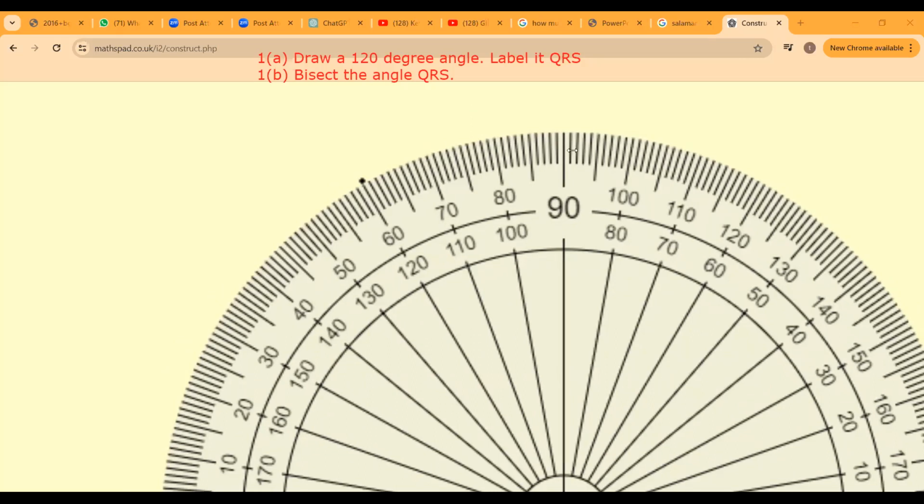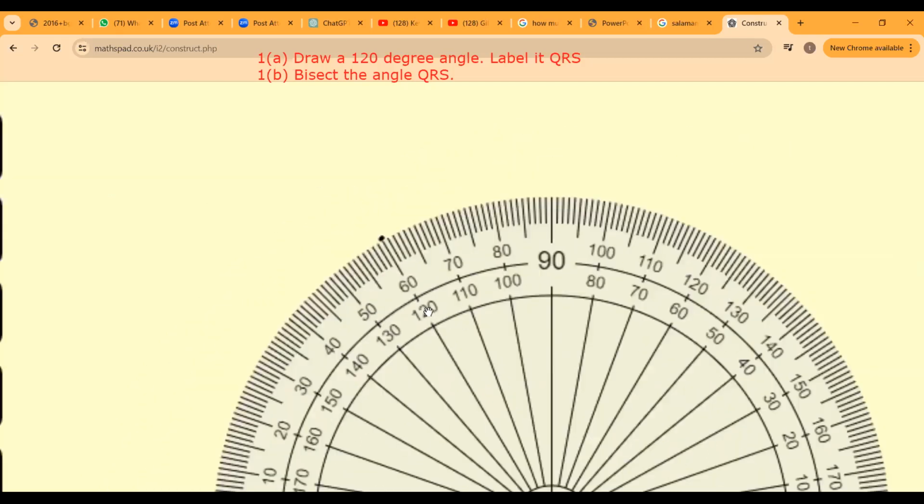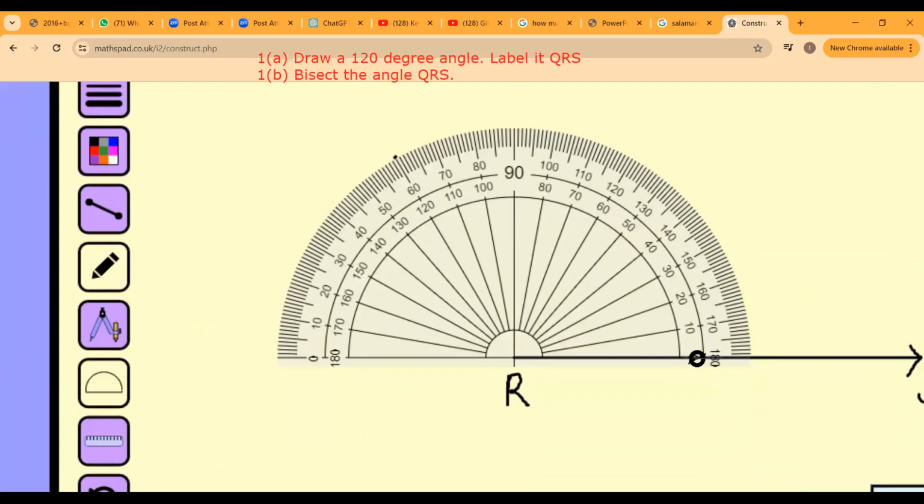Okay, so by the way, this is 120 degrees. If you look carefully, you can see that it's a little bit off. Let me put it exactly on 120 right there. Okay, so this is 120 degrees, right? And the way we measure it, let me just show you. We start at 0, then 10, 20, 30, 40, 50, 60, 70, 80, 90, 100, 110, then 120. So this is going to be 120 degrees.